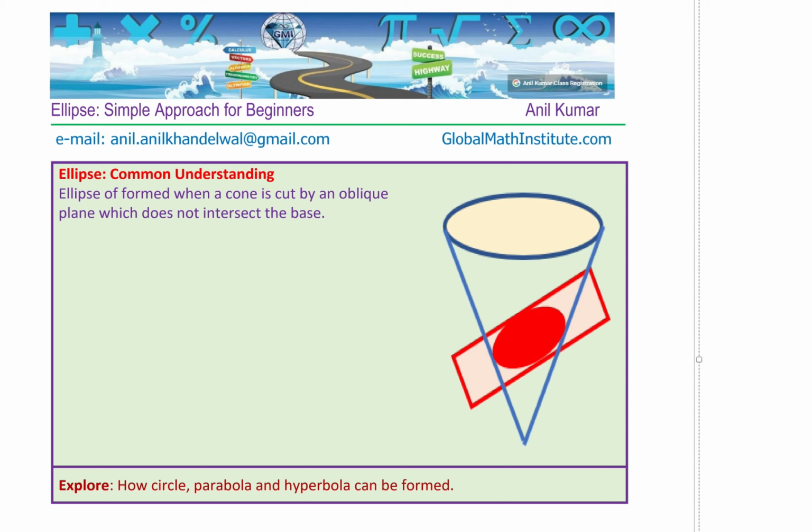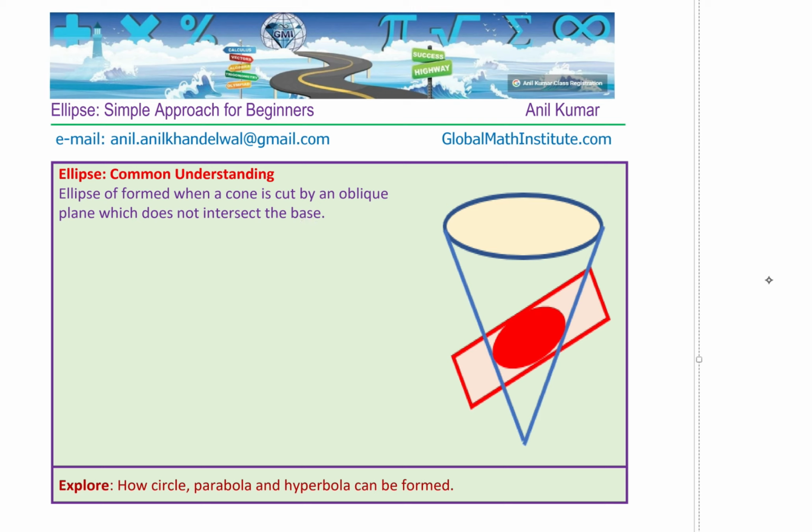Well, as shown here, you all realize that if a cone is sliced obliquely, then the shape which you get is that of an ellipse. Do you see this? So that is what we call an ellipse. Now, why have I given some restrictions to this slice? Let us read through the definition itself. It says an ellipse is formed when a cone is cut by an oblique plane which does not intersect the base.